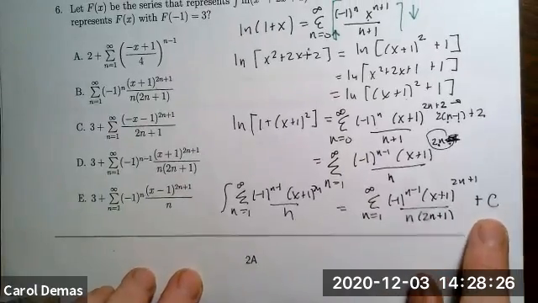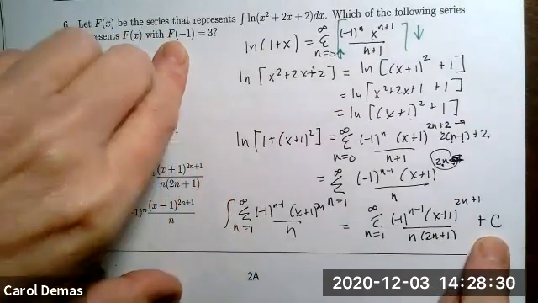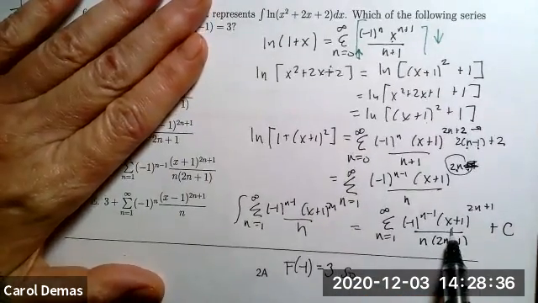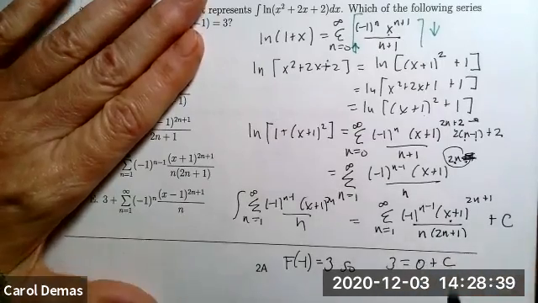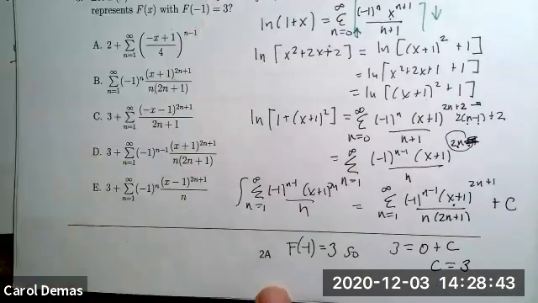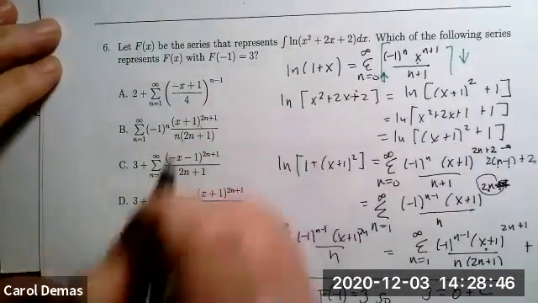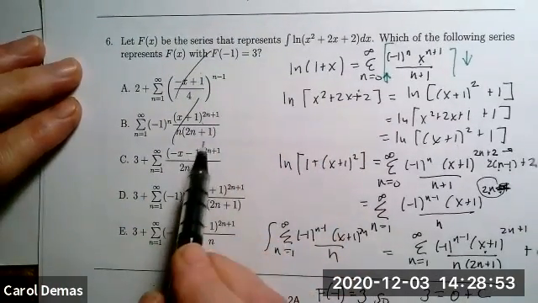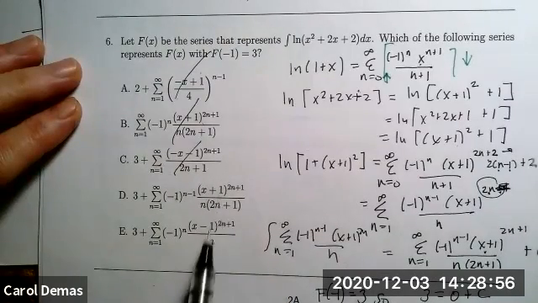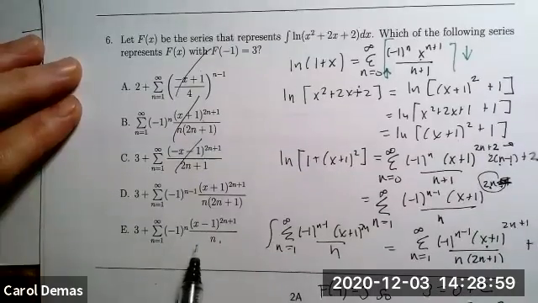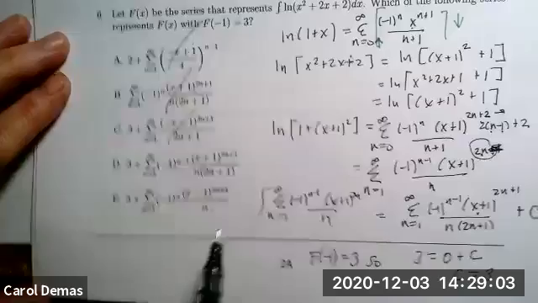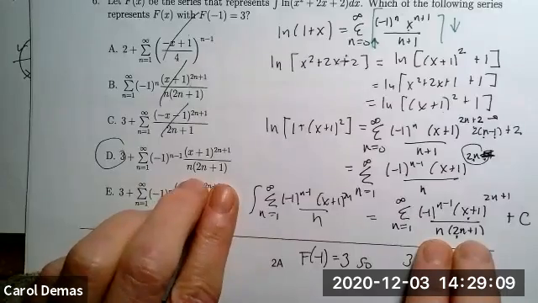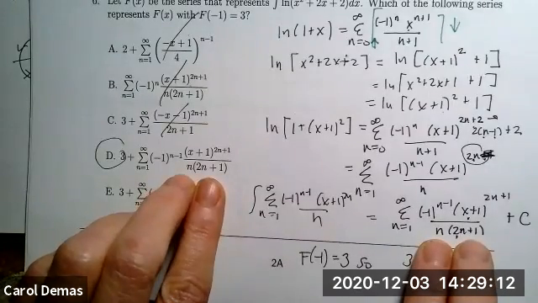Now all we have to do is figure out what c is. We're given that f of negative 1 equals 3. So if we plug in negative 1, we'll get 3 equals 0 plus c, and that means our constant has to be 3. So which one is it? It's not A and it's not B because they don't have the right constants. It's not C either. It's D or E. Which one's correct? D. Do you see that? Is everybody okay with that?